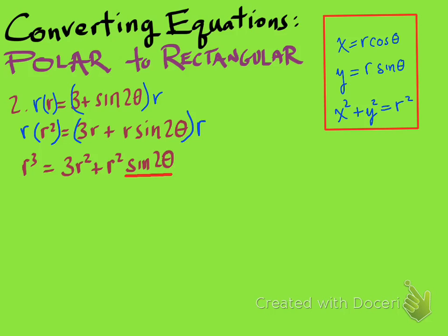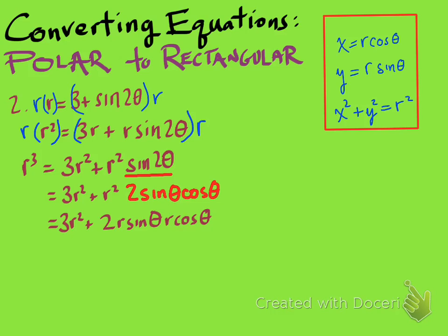Remember, sine 2 theta is equal to 2 sine theta cosine theta. So if I just replace the sine 2 theta with 2 sine theta cosine theta, like I just said, my right side of the equation now is 3r squared plus r squared. Now, I still don't see an r sine or an r cosine, but let me show you a little twist here. See what happens here. See if you can pick out what happened.